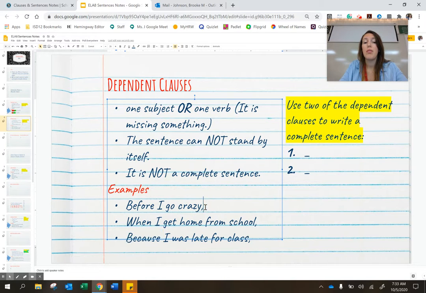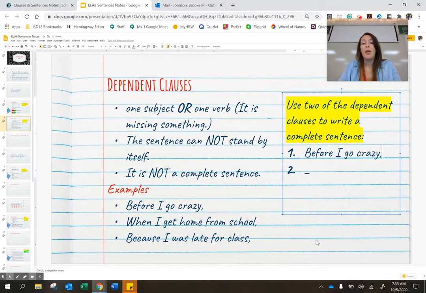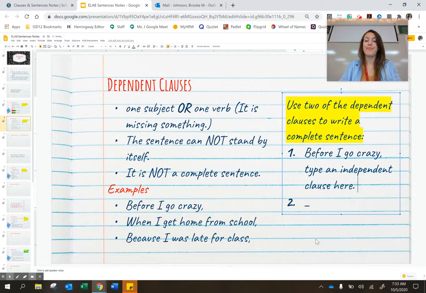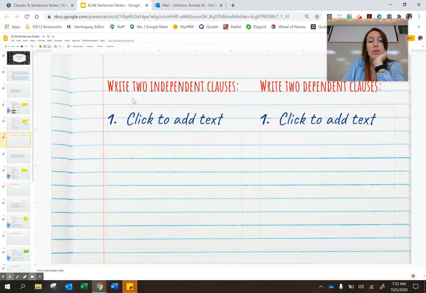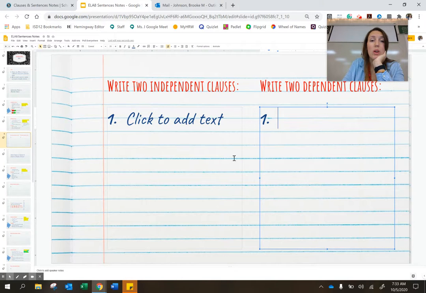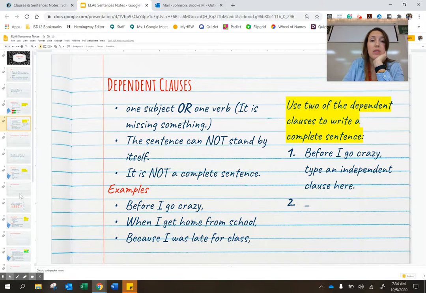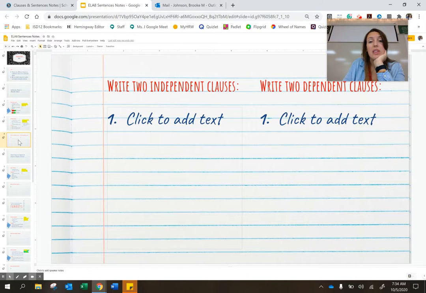So just copy this first one and then double click on this, paste, and then type an independent clause here. That's for you. So take these, make them complete sentences. And then next one, you'll write two independent clauses and two dependent clauses. So this is two more than the examples that you did on these two slides. Again, you can model them after the sentences you've already written. They just can't be exactly the same.